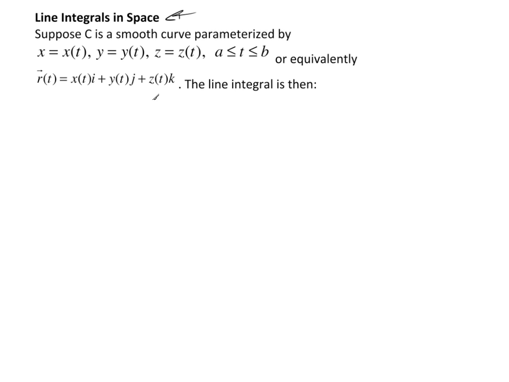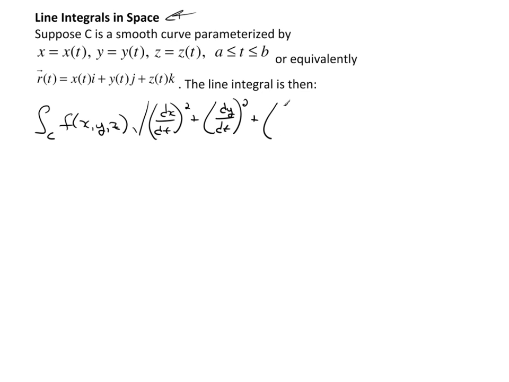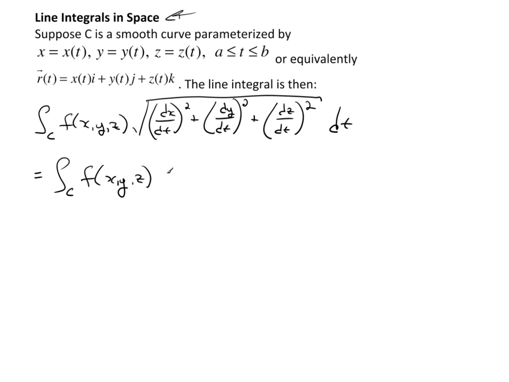Now, the line integral, as you would probably suspect, is to integrate over the curve of f of x, y, z times the square root of (dx/dt) squared plus (dy/dt) squared plus (dz/dt) squared dt, which I can write in much more compact form as f of x, y, z times the magnitude of r prime of t dt.